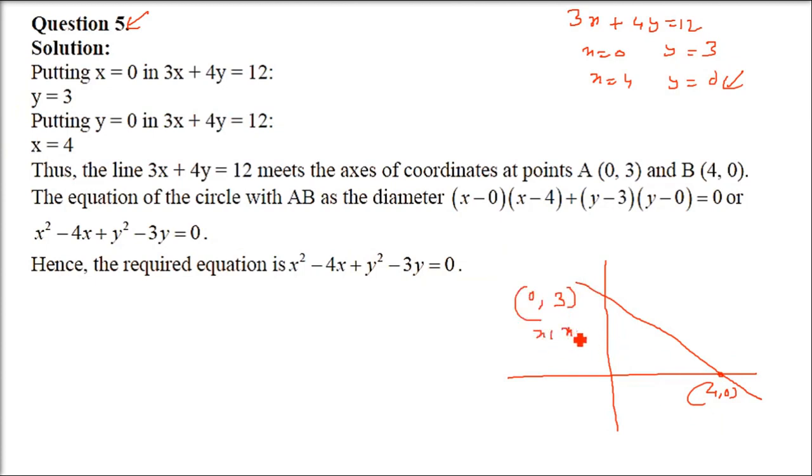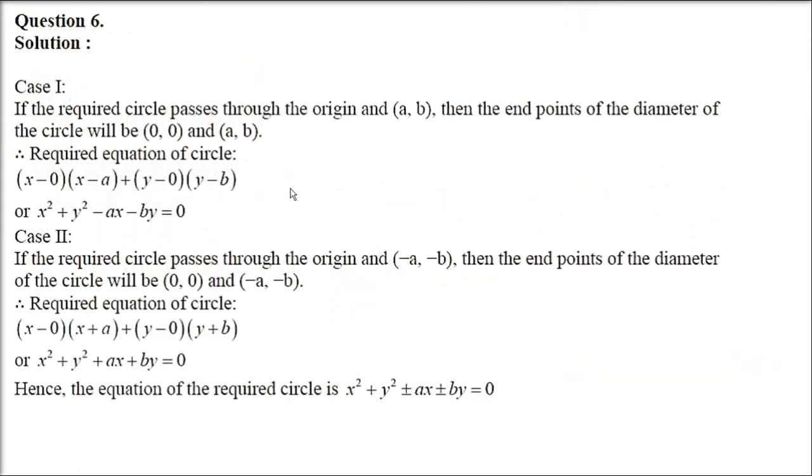You can take this as x1, y1 and this as x2, y2. And you know how to find out the equation: (x minus x1) into (x minus x2) plus (y minus y1) into (y minus y2). So this is the required equation. This is question number 6.